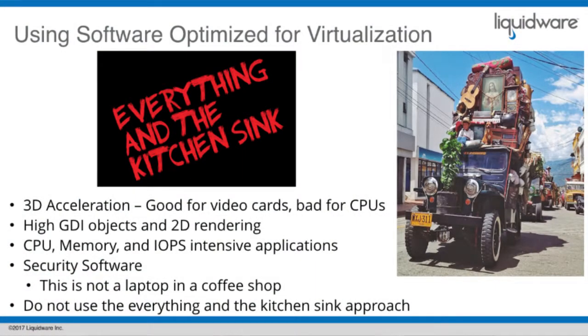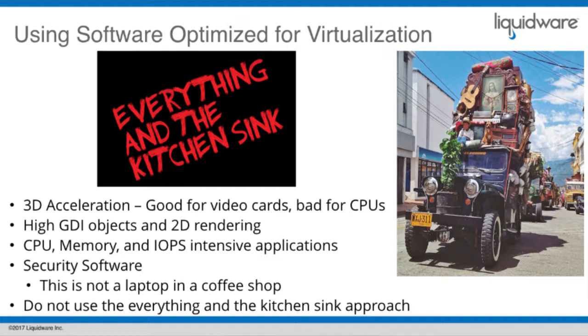Now, the next thing we want to do is use software that is optimized for virtualization. Now, this one's kind of tricky, because if you go to your application vendors and you say, I need a piece of software that's optimized for VDI and AWS, they're going to look at you like you have two heads, because they don't have anything like that.